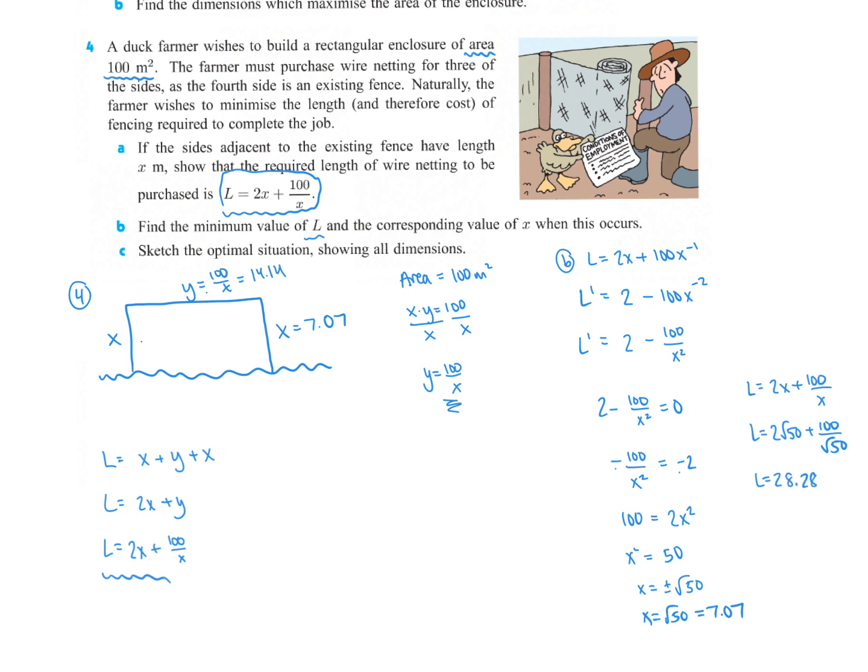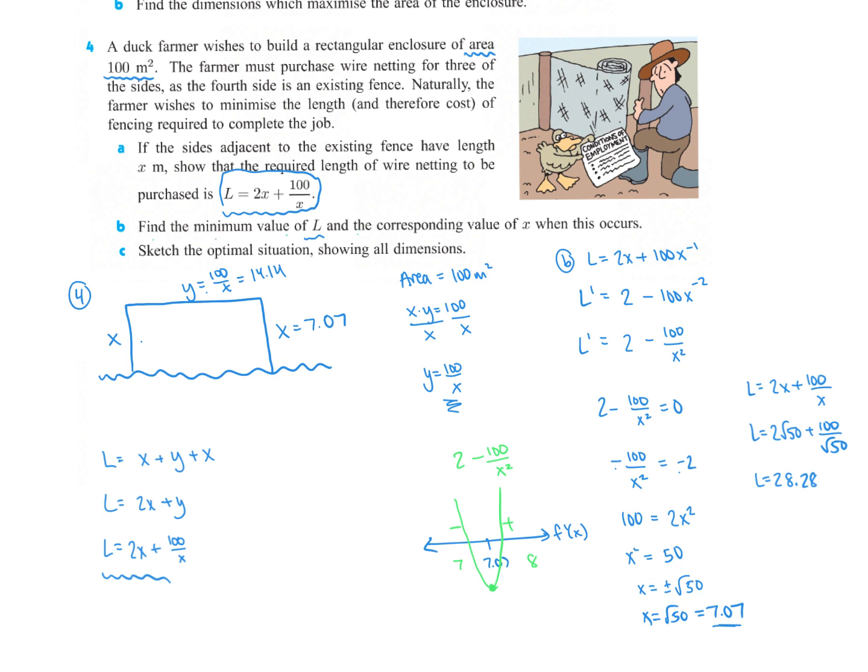But we did not check that this is a minimum. So I'm going to check that this is a minimum by making a sign diagram. I'm going to plug in 7, and I'm going to plug in 8 to the derivative. So 2 minus 100 over x squared. So 2 minus 100 divided by 49 would be negative, and 2 minus 100 divided by 64 would be a positive number. So this is decreasing then increasing. That is our minimum.